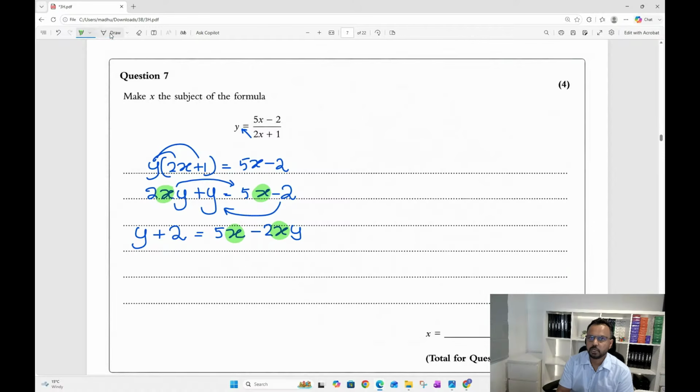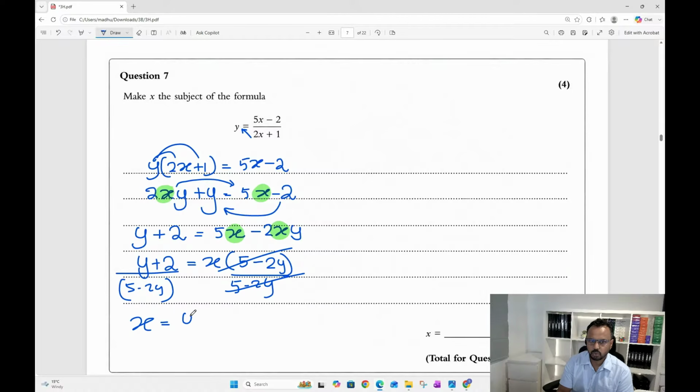What do I do now? y add 2 on the left hand side. Now I'm going to take x out as a common factor: 5 take away 2y. Now what do I do? Divide both sides by 5 take away 2y. So these two get cancelled out. I get x is equal to y add 2 over 5 take away 2y. This is usually the expected answer.